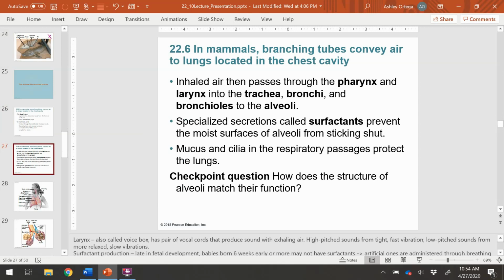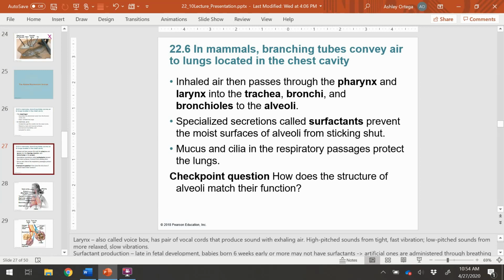And so from there, the inhaled air will then pass to the pharynx region, then to the larynx, then to the trachea. From the trachea, it goes down tubes called the bronchi, and then to the bronchioles, and then lastly to the alveoli. And so on the alveoli, that's where the gas exchange will occur.